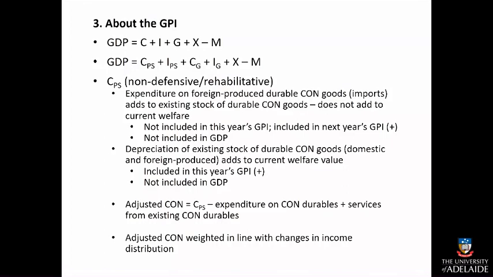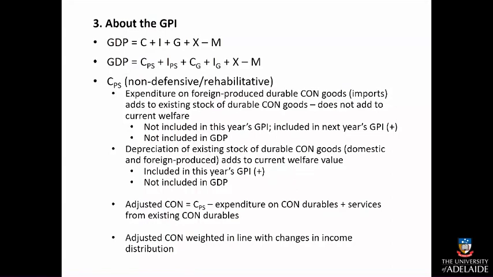And that adjusted measure of consumption is weighted in line with changes in the distribution of income, on the basis that the marginal benefit of consumption for the poor is higher than it is for the rich. All right, so an extra $10 of consumption for the poorest person in Australia is going to add more to that person's well-being than an extra $10 of consumption for Australia's richest person.